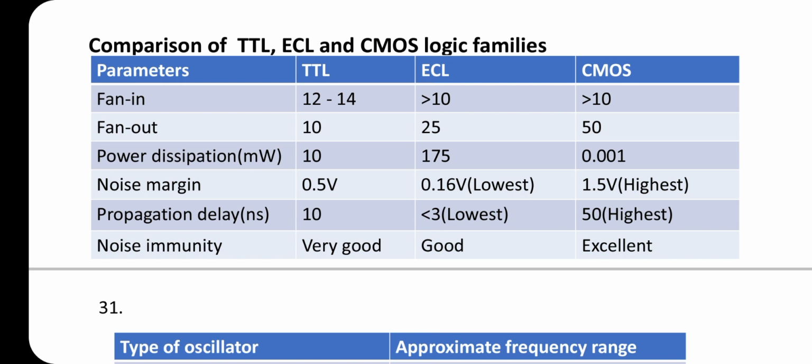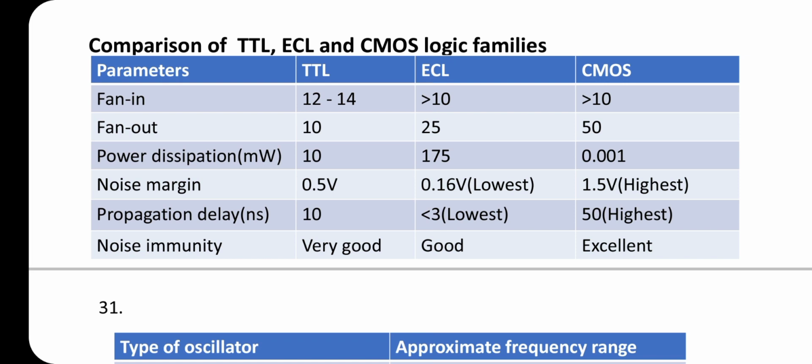Power dissipation in milliwatt: for TTL it is 10, for ECL it is 175, for CMOS it is 0.001. Noise margin: for TTL it is 0.5 volt, for ECL it is 0.16 volt and for CMOS it is 1.5 volt. That is, for CMOS the noise margin is highest and for ECL the noise margin is lowest.